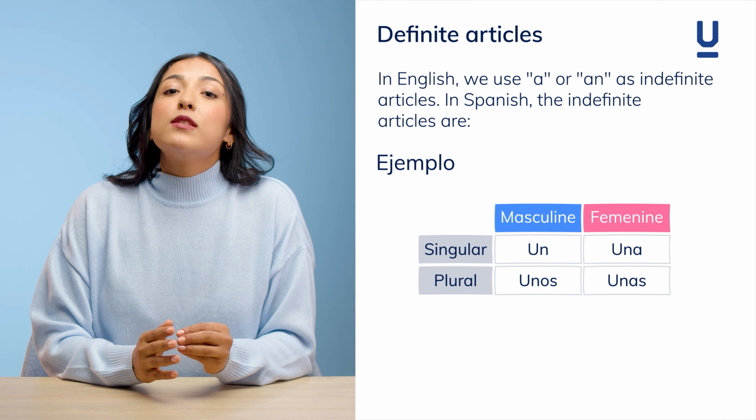Now, let's move on to indefinite articles. In English, we use a or an as indefinite articles. In Spanish, the indefinite articles are un for singular masculine, una for singular feminine, unos for plural masculine, unas for plural feminine.